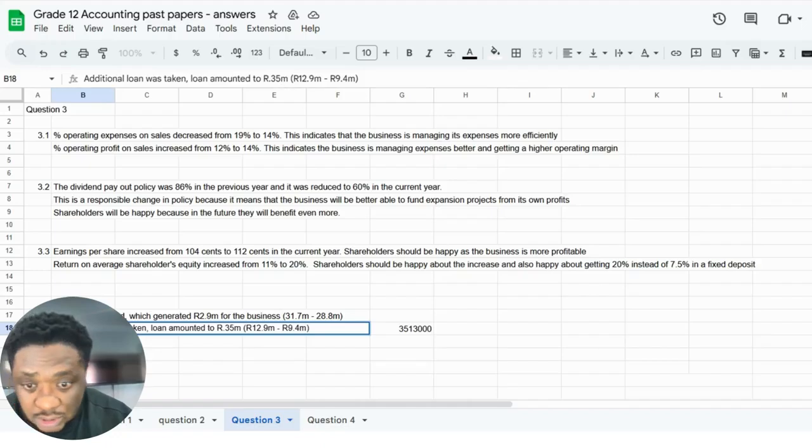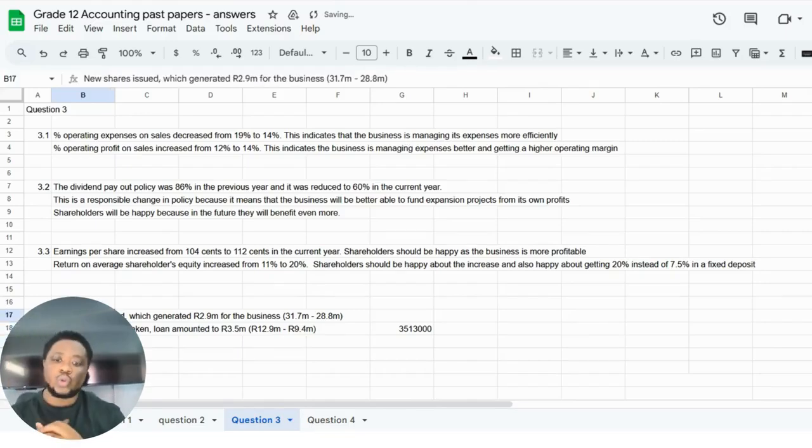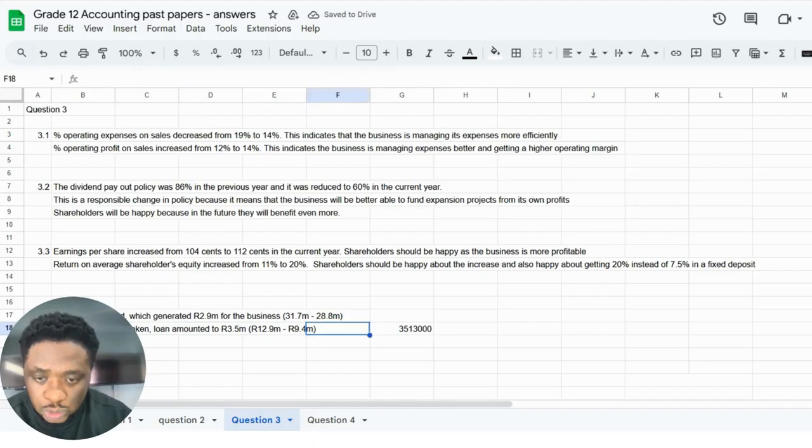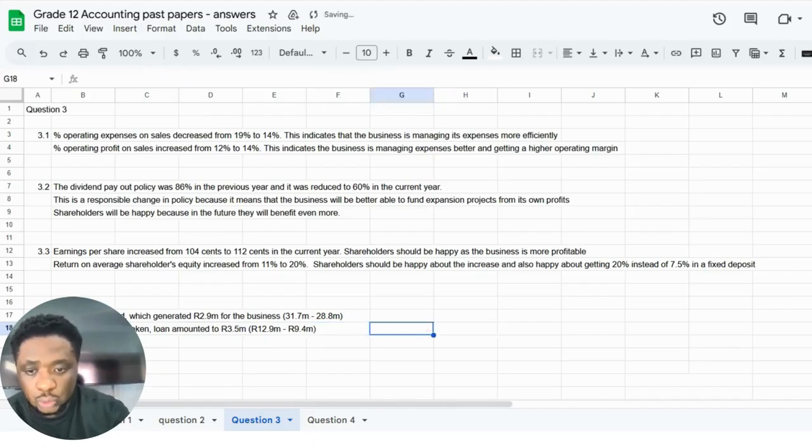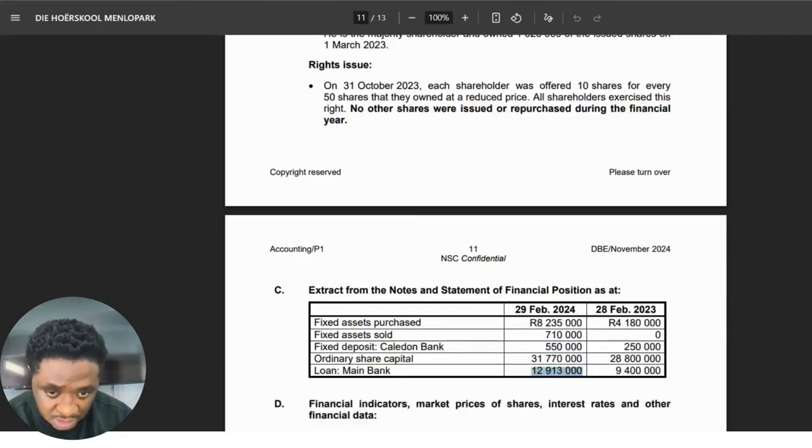So that's how much was generated. Sorry, I think I wrote that wrong. It's 3.5 million. So those were the sources which were used to generate these funds that would then be used to finance these fixed asset purchases that we see here. All right, so those were the two main sources.